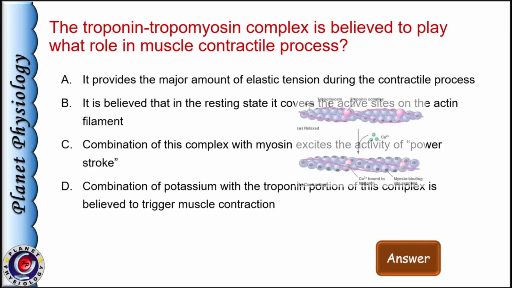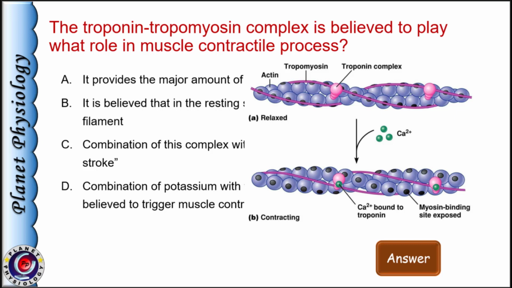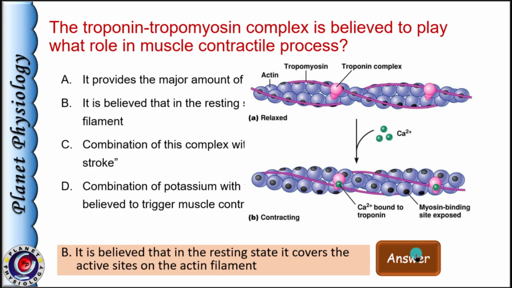Okay, here is a diagram showing troponin-tropomyosin complex, and as you can note, at resting state, this complex covers the active sites on the actin filament. So option B is correct answer.